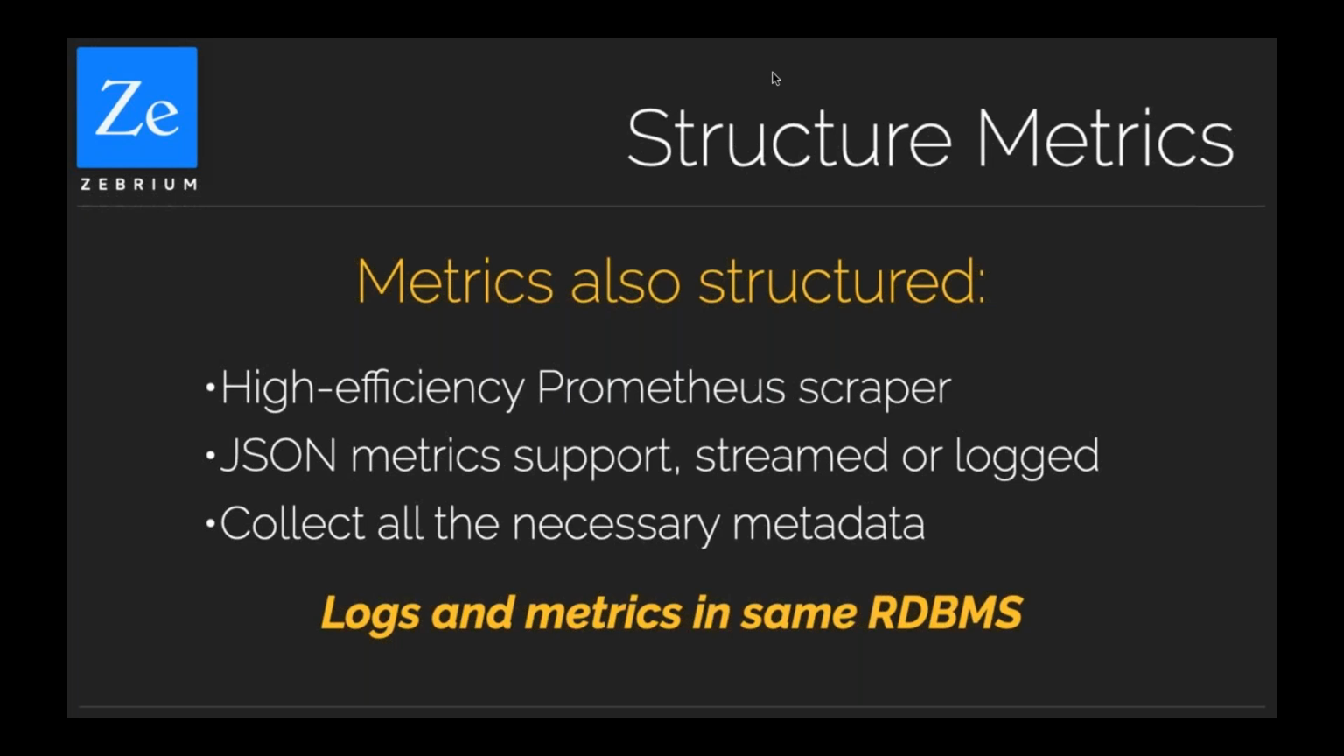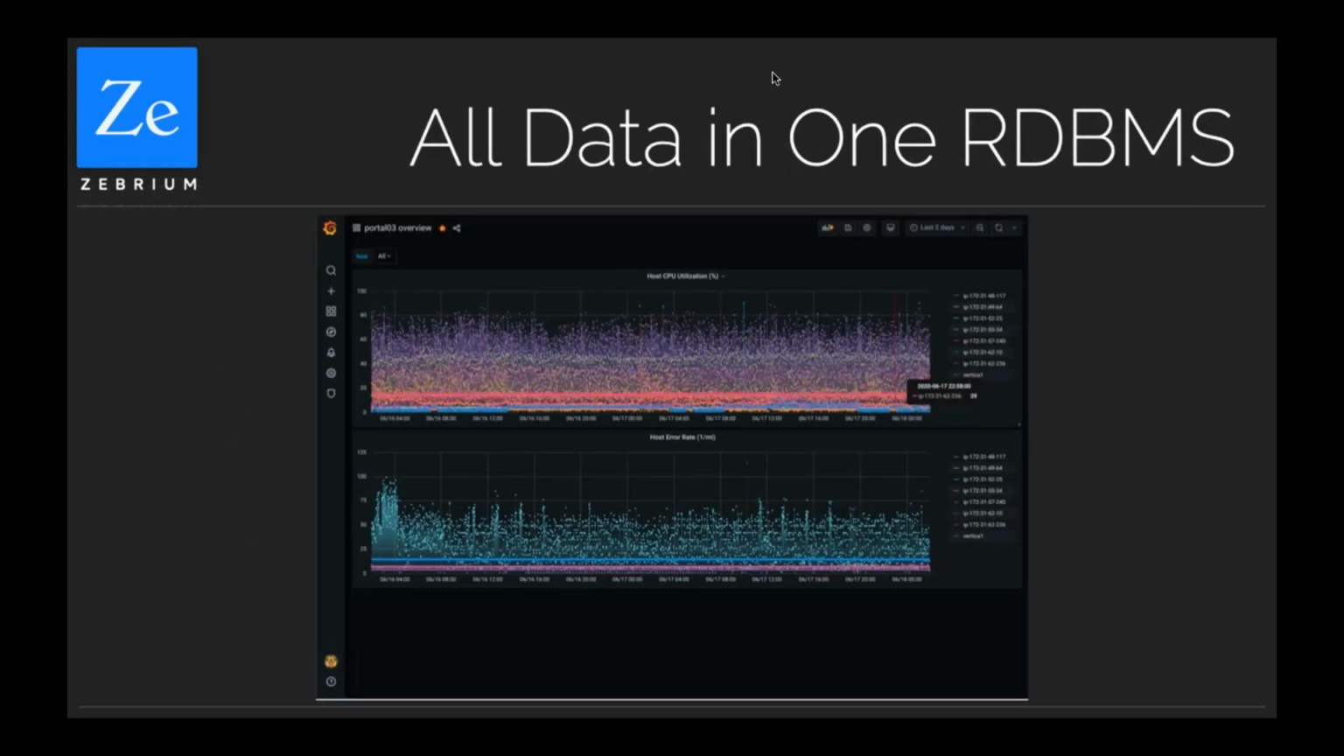So we also support JSON metrics. If you have a log stream that has metrics in it, it's pretty easy to rope those in. The most important thing here is simply that we collect all the necessary metadata to be able to structure it into tables. What we end up with is the logs and metrics in the same relational database on the back end. That gives us the power to do analytics really quickly, and to pick out when there's a new type of issue going on.